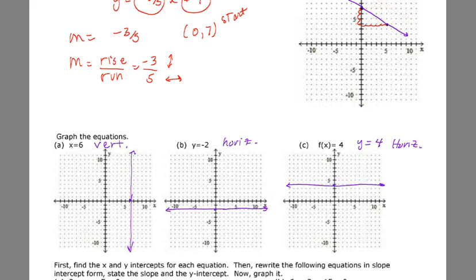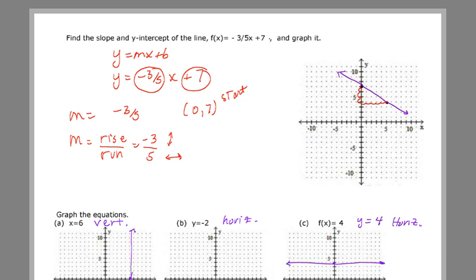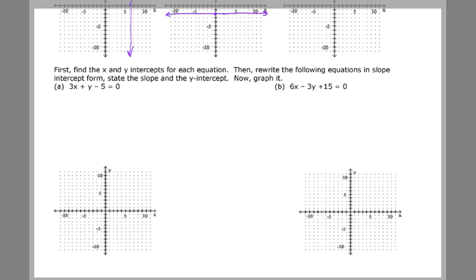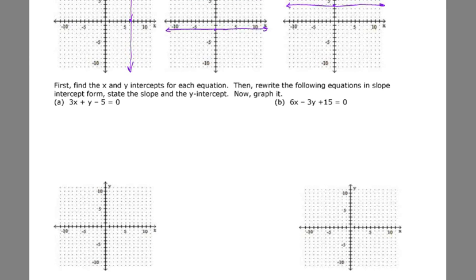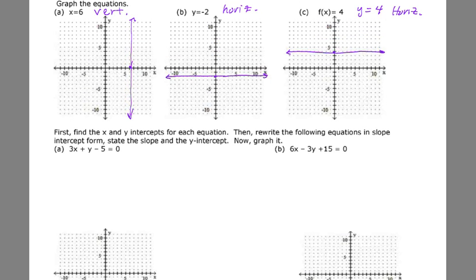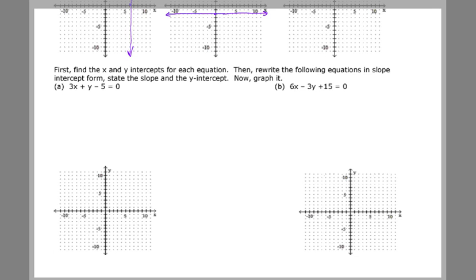So, basic equation up here we can graph with the slope and the intercept, doing the rise and the run and starting at the intercept. Vertical and horizontal lines, we'll just graph those as whichever one it appears in the equation. X equal to a number is vertical, y equal to a number is horizontal. And finally on this sheet, let's look at the x and y intercepts for an equation and then graphing it.